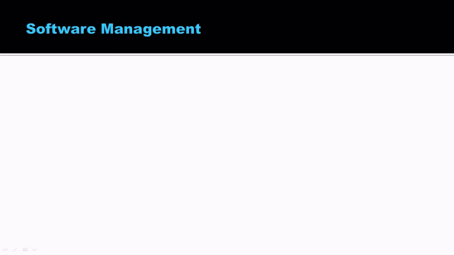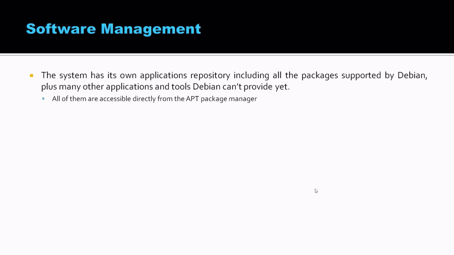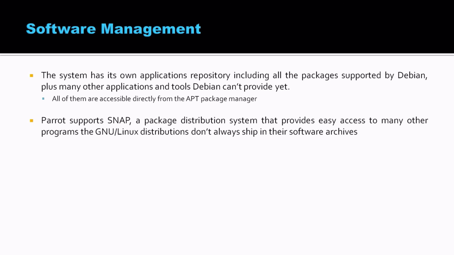Now, let us discuss software management. The system has its own applications repository, including all the packages supported by Debian, plus many other applications and tools Debian can't provide yet. All of them are accessible directly from APT, also known as the Advanced Package Tool. Additionally, Parrot supports Snap, a package distribution system that provides easy access to many other programs that GNU Linux distributions don't always ship in their software archives.